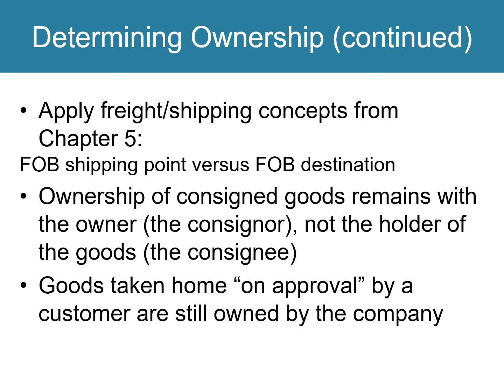In some lines of business, it is usual to hold goods belonging to other parties and sell them for a fee without ever taking ownership of the goods. These are called consigned goods. Under a consignment arrangement, the holder of the goods, called the consignee, does not own the goods. Ownership remains with the individual or company that wants to sell the goods, called the consignor, until the goods are actually sold to a customer. Now, goods taken home on approval by a customer are still owned by the company.